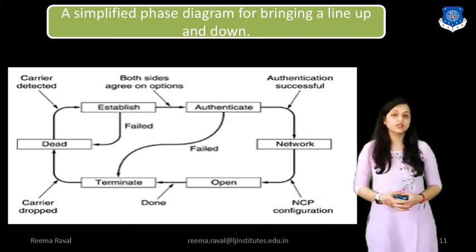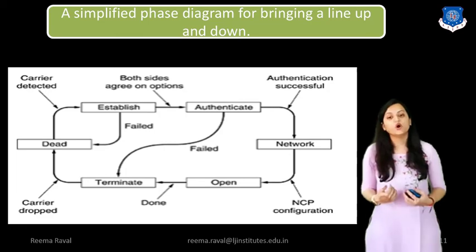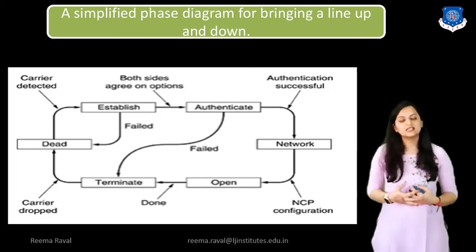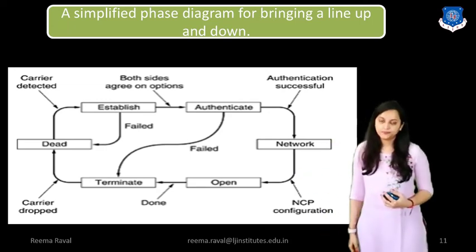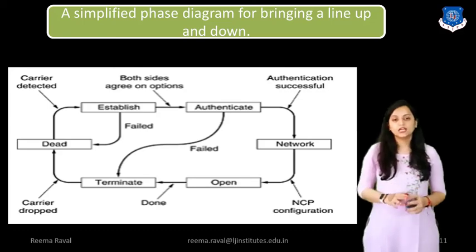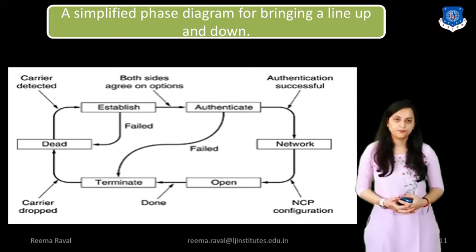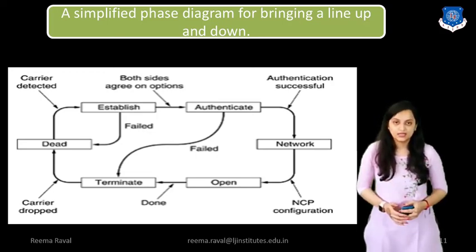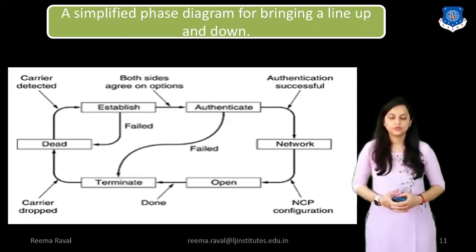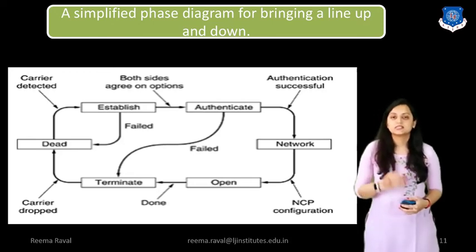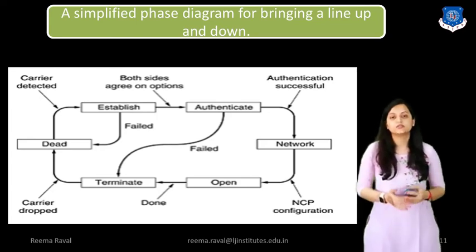Now here, we need to consider two important cases: if the established state fails and if the authentication fails. If the establishment between these two fails, then it will again come back to the dead state. And if authentication is not successful, it will terminate the communication. So this is the simplified phase diagram indicating the communication using line up and line down. Okay, remember the states: dead state, established state, authenticate state, network state, terminate state, open state, etc.